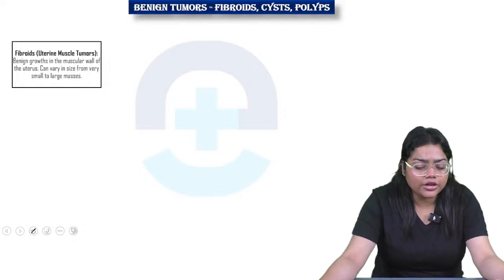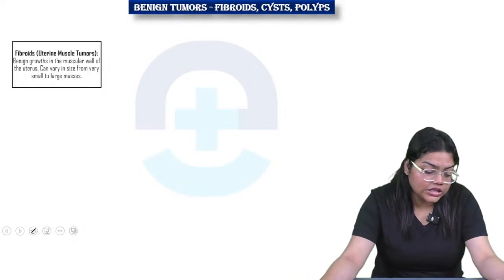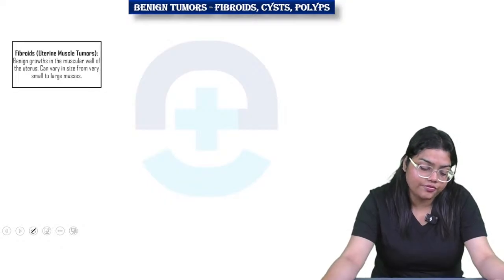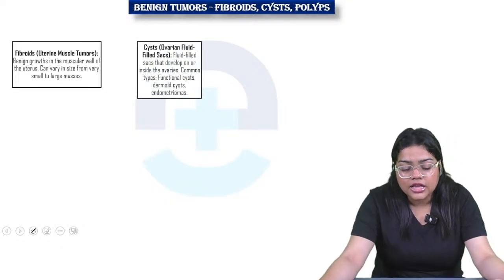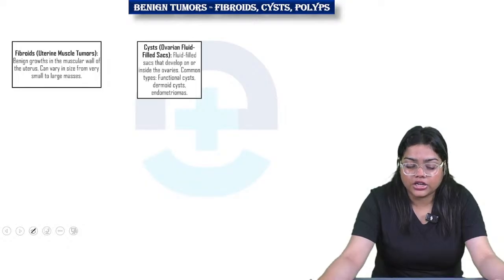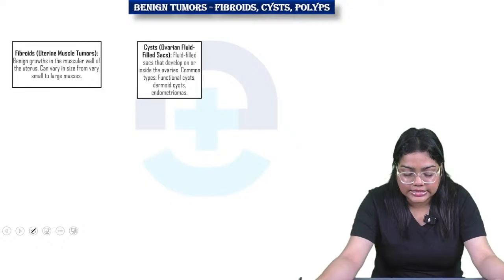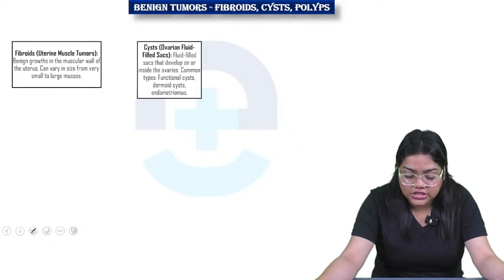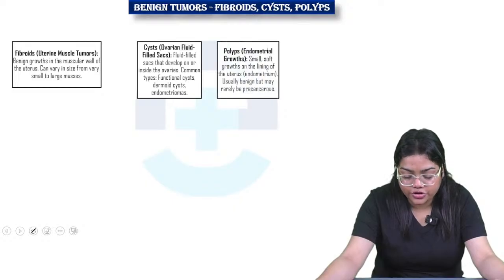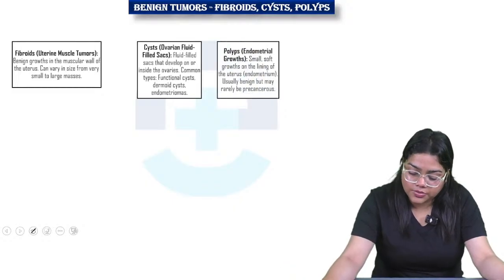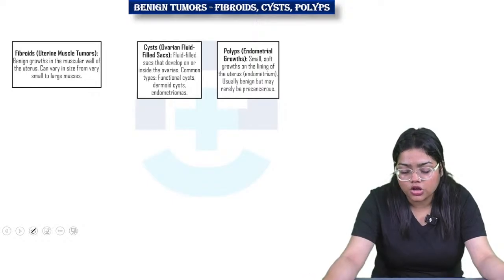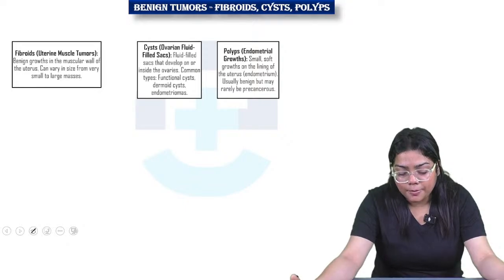Fibroid is a benign growth of the muscular wall of the uterus, and it can vary in size from very small to large masses. Cysts are fluid-filled sacs that develop on the inside of the ovaries. Common types are functional cyst, dermoid cyst and endometriomas. Then polyps. What are polyps? They are endometrial growths, small soft growths on the lining of the uterus, the endometrium. They are usually benign but may rarely be precancerous.